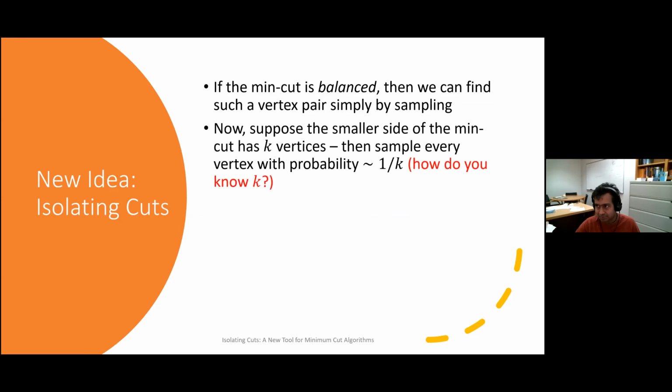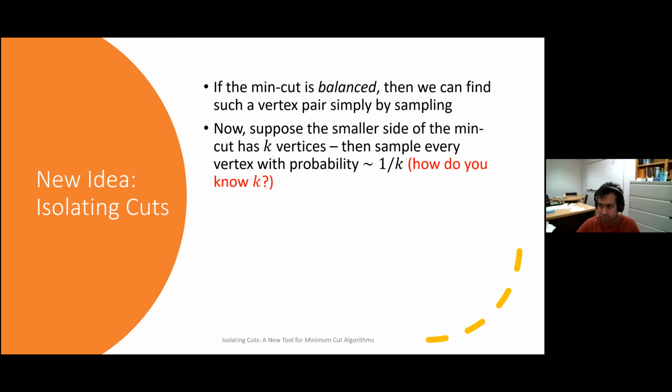Now, suppose the smaller side of your min cut has k vertices, and think of k being small. So k is little o of n. Then, of course, if you simply sample a bunch of pairs of vertices, log n pairs, we are not going to get a pair that straddles the min cut. Let's do something else in that case. So let's imagine sampling every vertex independently with probability about 1 over k. Okay, so what I'm doing here is that from the smaller side of the min cut, the side that contains k vertices, I'm trying to make sure that my sampling chooses in expectation exactly one vertex.